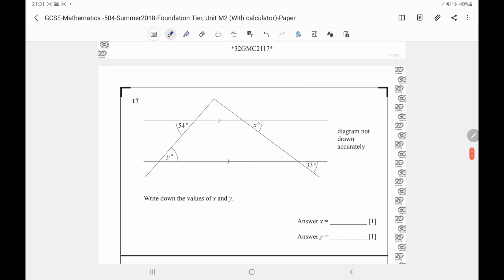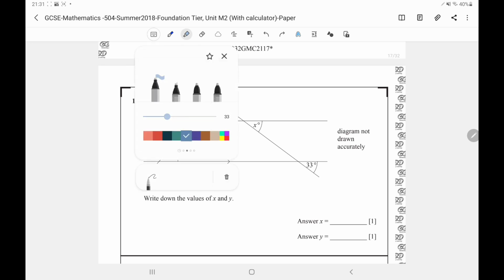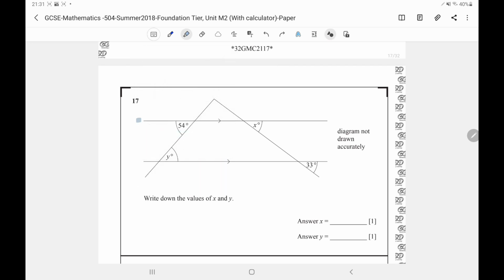17, another angles question. So we have 54 here, we have x here, y, and 33. We are looking first of all for x and then y. But let's just note the important things here. So these lines are parallel.